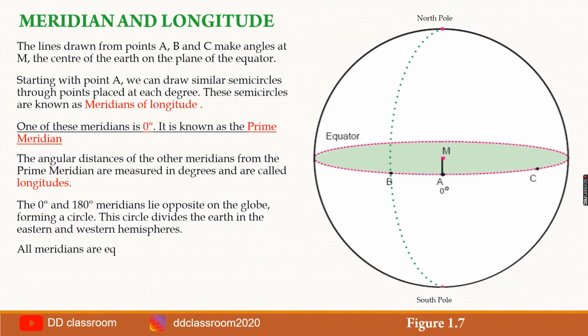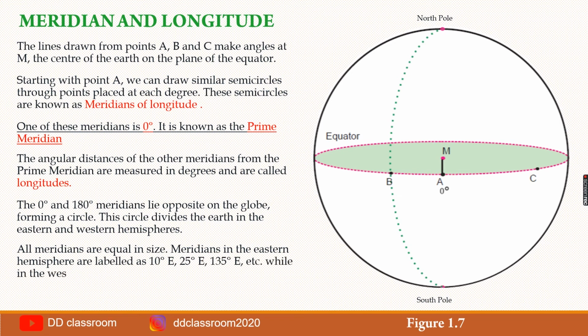All meridians are equal in size. Meridians in the eastern hemisphere are labeled as 10 degree east, 25 degree east, 135 degree east, etc. While in the western hemisphere they are labeled as 10 degree west, 25 degree west, 135 degree west, etc.